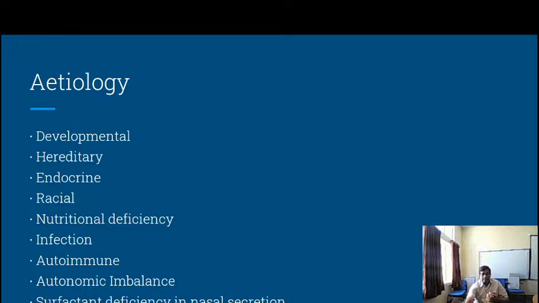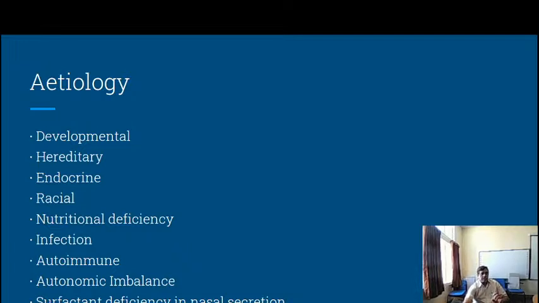Then surfactant deficiency is another factor. Surfactant in the nasal secretion is the one responsible for the mucus to move, the nasociliary function. So if there is a deficiency of this, nasal secretions get collected there and become a crust, and this crust invites the bacteria, and the crust slowly becomes hard and is partially responsible for the nasal obstruction. So these are the various etiological factors for primary atrophic rhinitis.